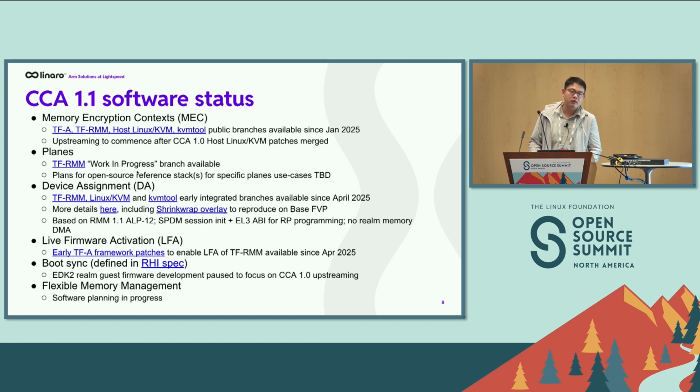With 1.0, this is not a production-ready deployment for CCA, because it lacks some important features, which are listed in 1.1. The first one is the memory encryption context, which will enhance the different realms. We will have different encryption keys. This one has already been posted this year, and it will be upstreamed after the CCA KVM support has been merged.